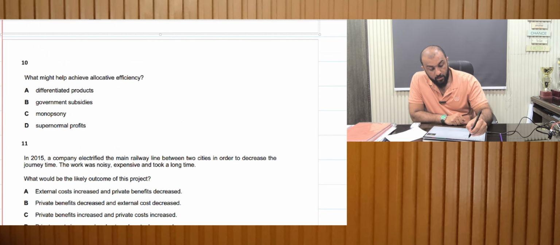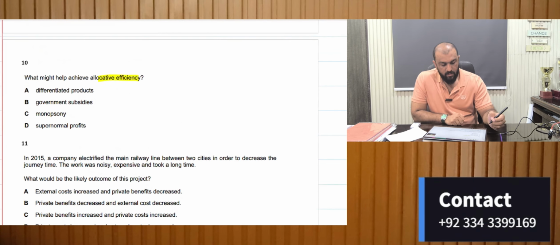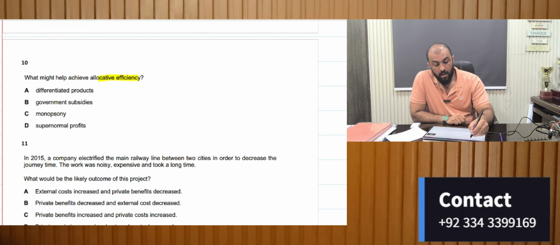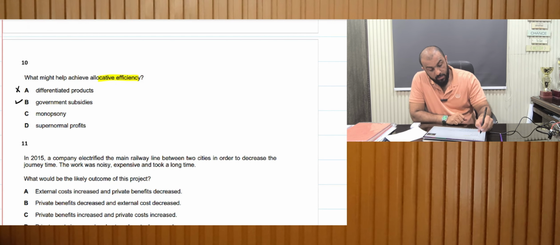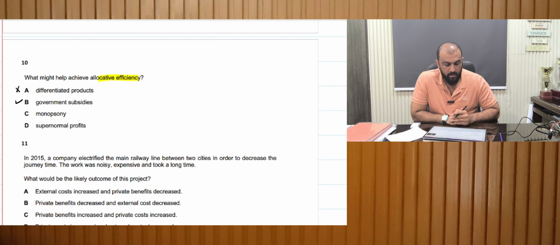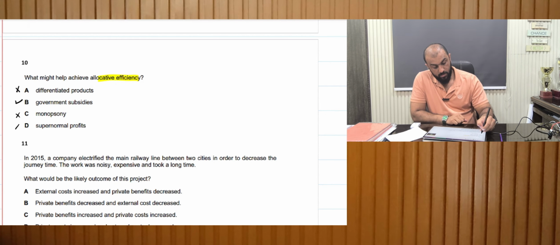What might help allocative efficiency? Differentiated product. Well, differentiated product, you're making a different type of product, that does not make a product allocatively efficient. Government subsidies, yes, subsidies is a way to reduce market failure and increase allocative efficiency. Monopsony, no. Supernormal profits, no.